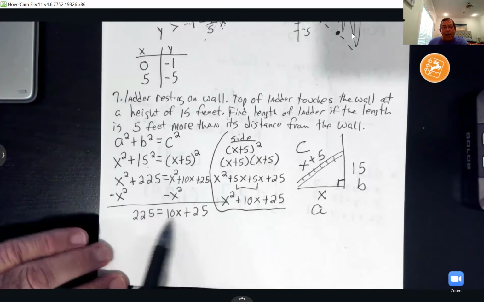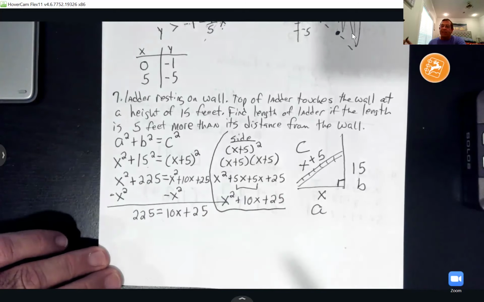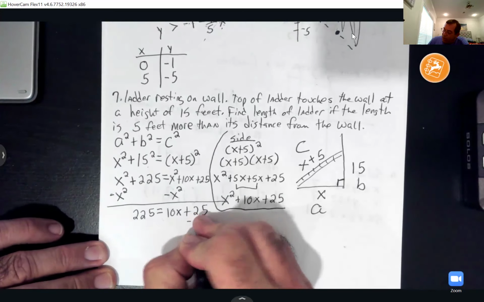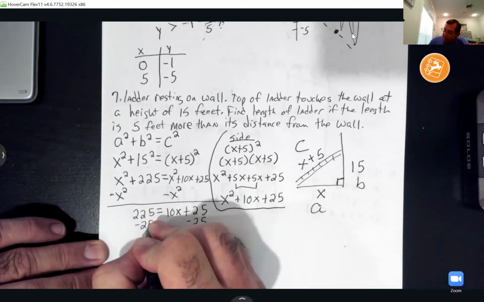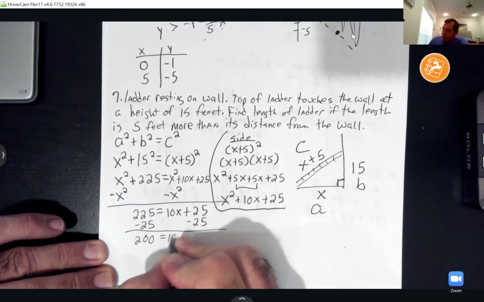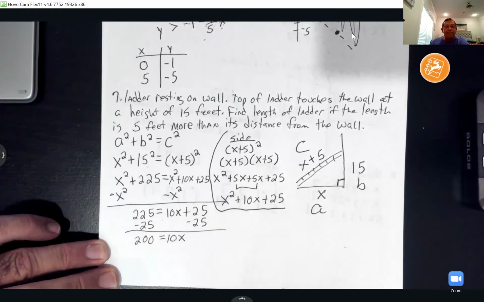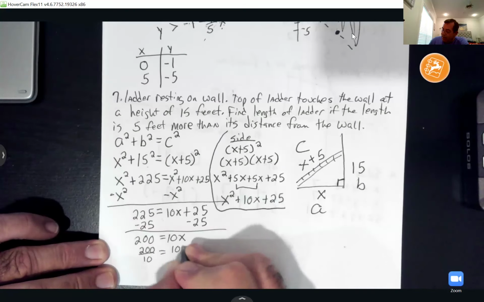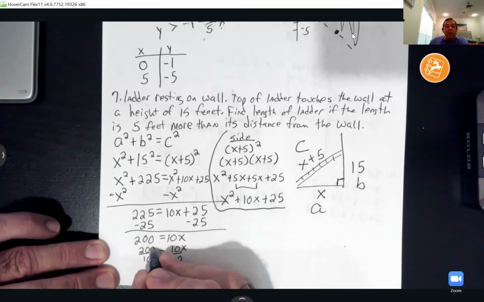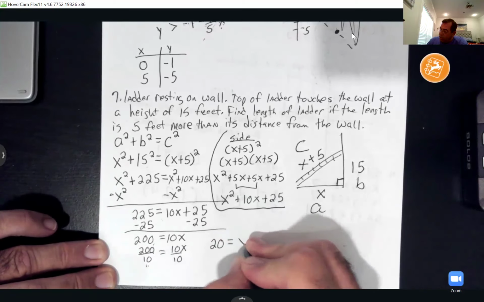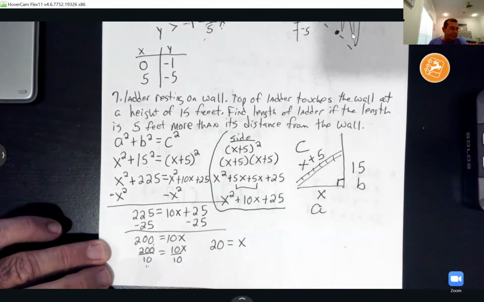So y'all, it's not quadratic no more because the x squared stuff canceled out. So we're just going to solve that for the x. So we're going to subtract 25. So I get 200 equals 10x. I'll then divide both sides by 10. So 200 divided by 10 will leave me 20 equal to my x.